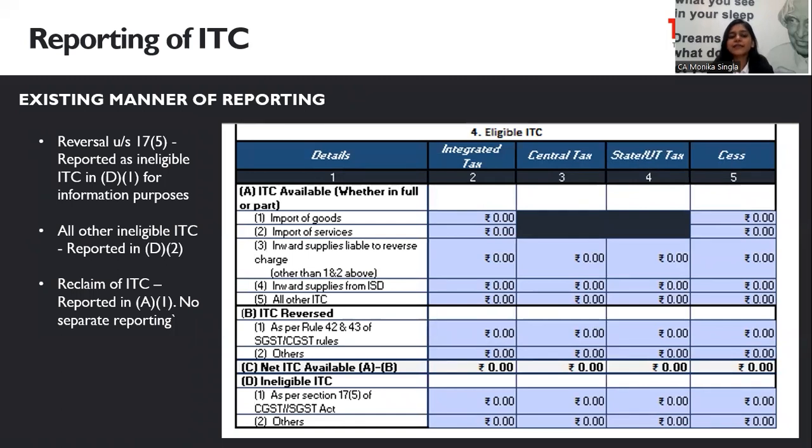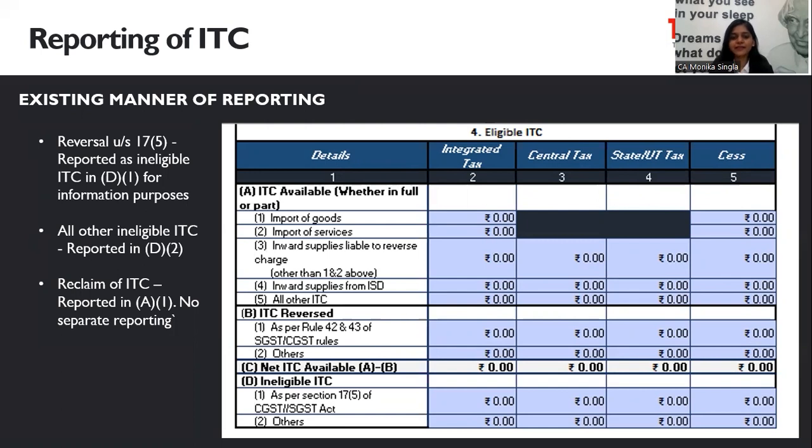Thereafter, the ITC reversal disclosure is required to be made. This first contains the reversal under Rule 42 and Rule 43. Rule 42 and 43 state the reversal requirements where the inward supplies are used for effecting taxable as well as exempt supplies. And column 2 of the ITC reversed head contains the other reversal requirements such as reversal under Rule 37 and reversal under Rule 38.